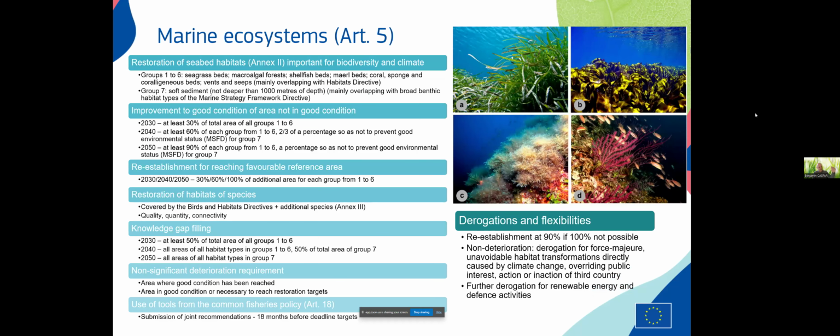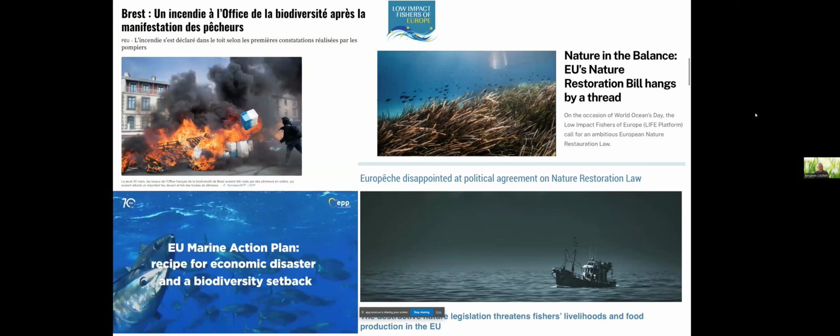There is a similar set of measures for marine ecosystems building on the Marine Framework Directive. I'm not going to go into the detail here, but again, you'll see you need to go improvement to good condition of areas not in good condition, re-establishment to reach favourable status for certain reference areas, restorations of habitats of species, knowledge gap filling. So it's the same process for marine. That's Article 5. There was quite a lot of controversy over the marine one as well, and we had real fights and difficulties for each of these different ecosystems.